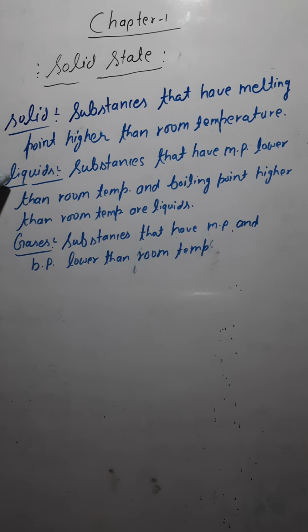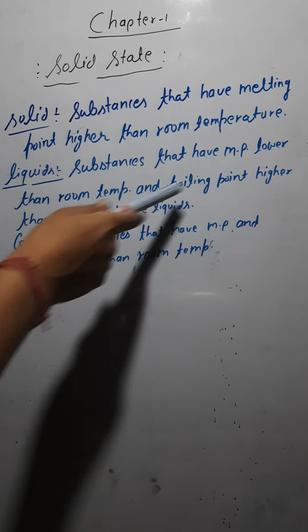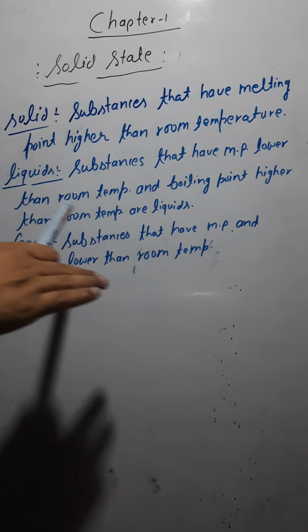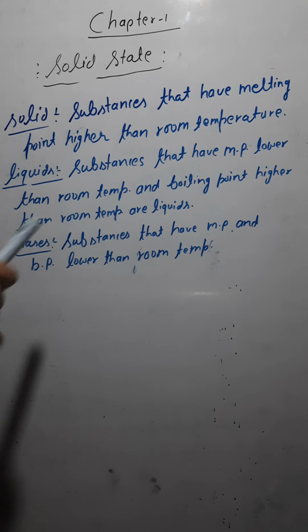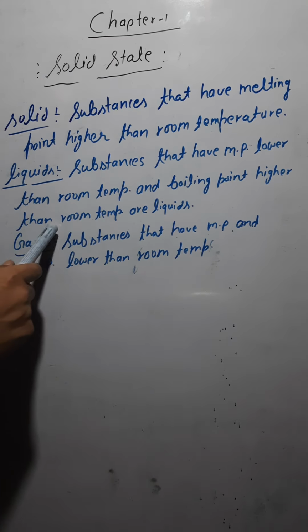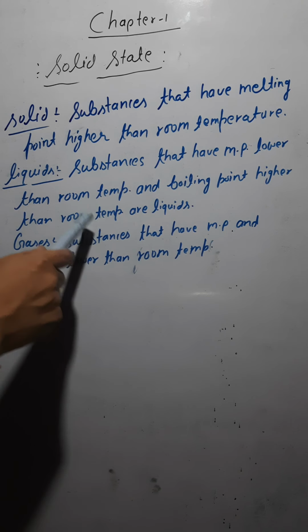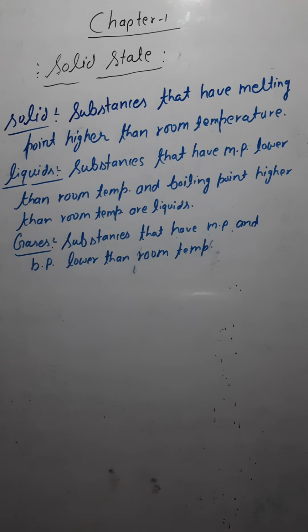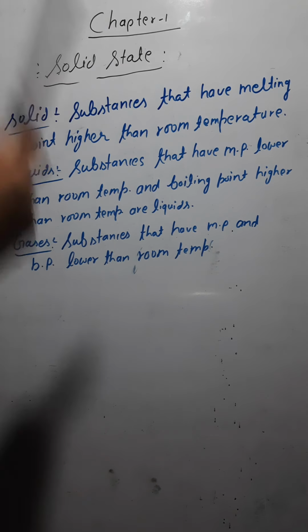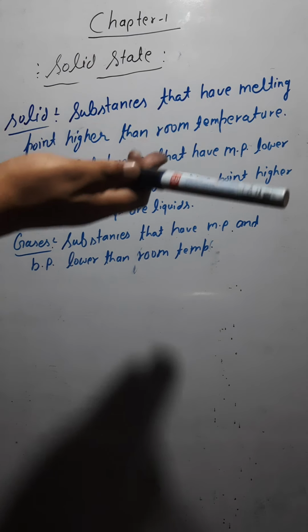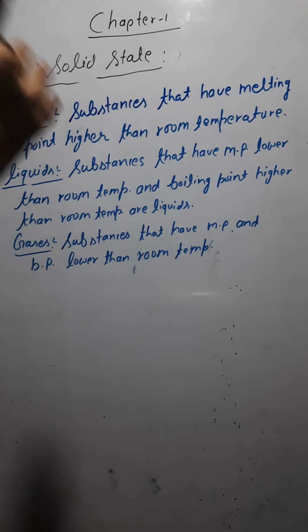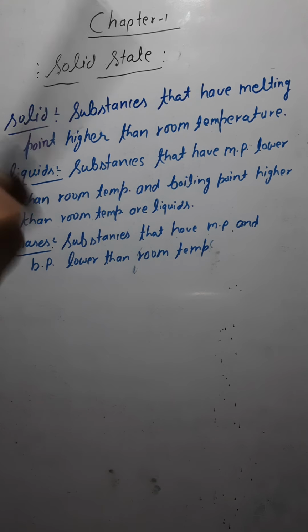Simple. Next one, liquids. What are liquids? Liquids are substances that have a melting point lower than room temperature, lower than 25 degrees Celsius, but a boiling point higher than room temperature. We call such substances liquids. So liquids are substances that have a melting point lower than room temperature and a boiling point higher than room temperature.